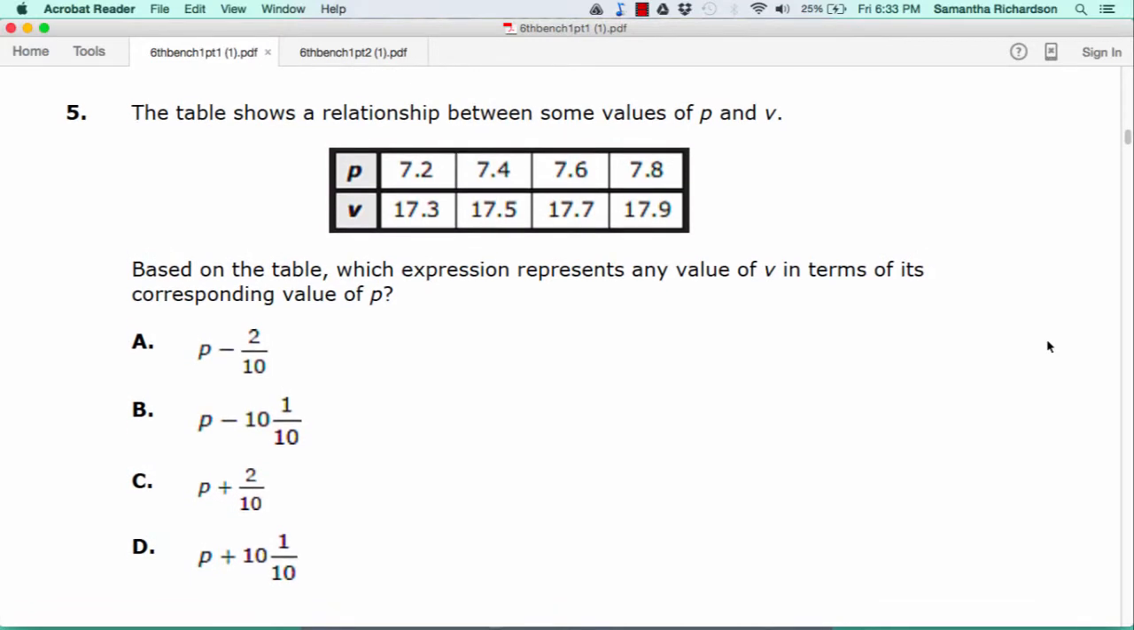Number 5. The table shows a relationship between some values of P and V. Based on the table, which expression represents any value of V in terms of its corresponding value of P? A. P minus 2 over 10. B. P minus 10 and 1 over 10. C. P plus 2 over 10. D. P plus 10 and 1 over 10.